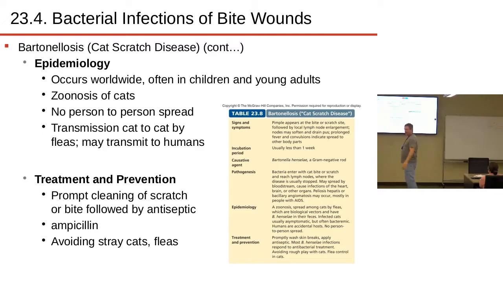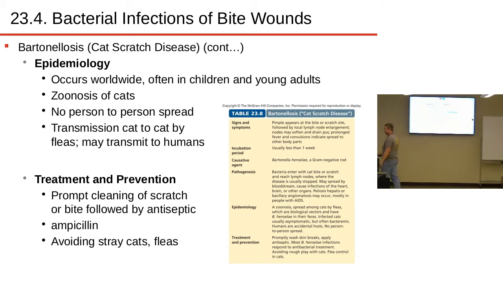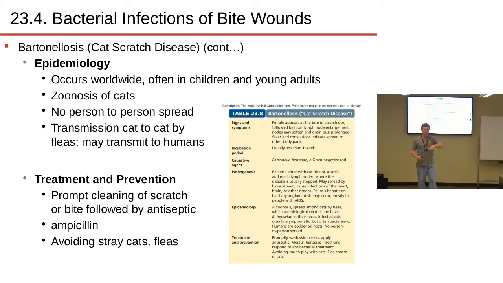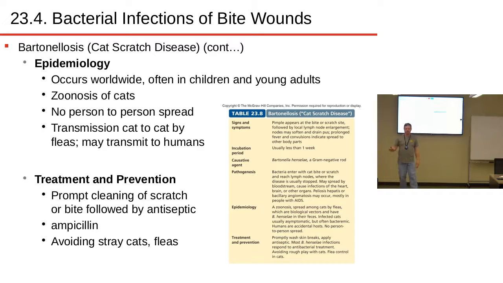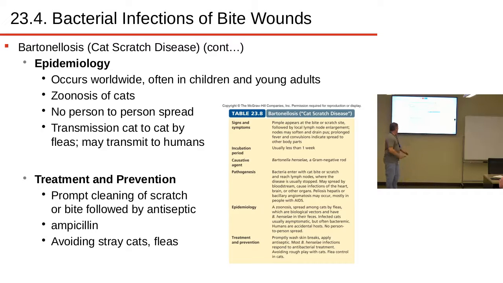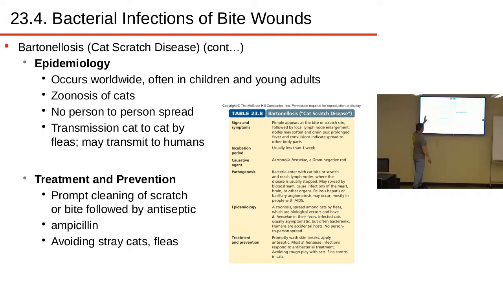So zoonotic here, it's a cat disease that can be transmitted to humans, but it's mainly going to be transmitted cat to cat by fleas. The flea bites the cat, transmits the bacteria to another cat, and that's how it passes along. Humans are a dead-end host. We're not supposed to have this disease, or we haven't evolved with this disease. So when a human gets it, we're the end host. We can't pass it on to anybody else. Treatment and prevention: clean it up, ampicillin, avoid random animals.